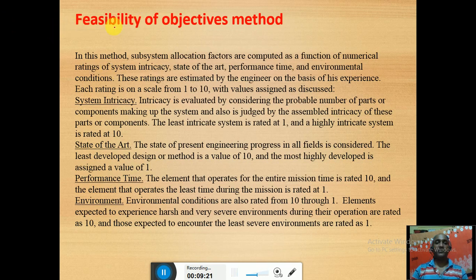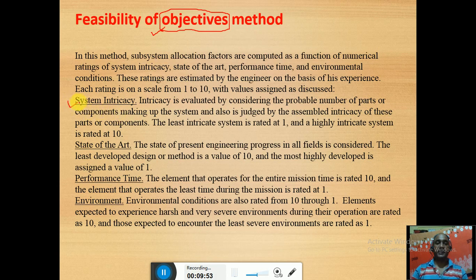Feasibility of objectives. We have the objectives of each component, right? What those components are intended to work for, that is nothing but your objectives. As we have the objectives, we can easily find out the weightages of each component. Then we'll use those weightages to calculate the reliability of each component of the system. So in this feasibility of objectives method, we consider four different factors.